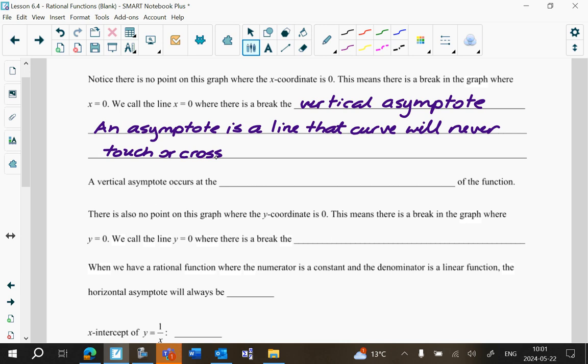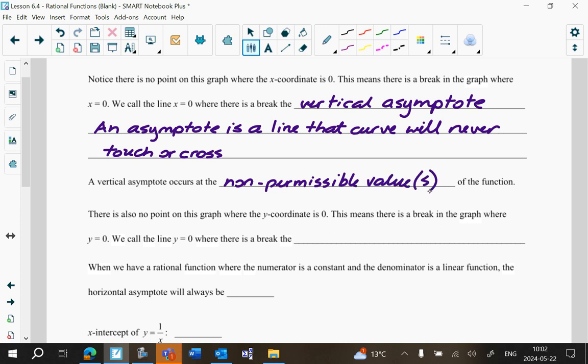How do we find the asymptotes? Because a lot of times it's not going to be the y-axis. It's whatever makes the denominator undefined, right? So a vertical asymptote occurs whenever we plug in x and we get undefined. That's the same as the non-permissible values. Value or values. There could be more than one.